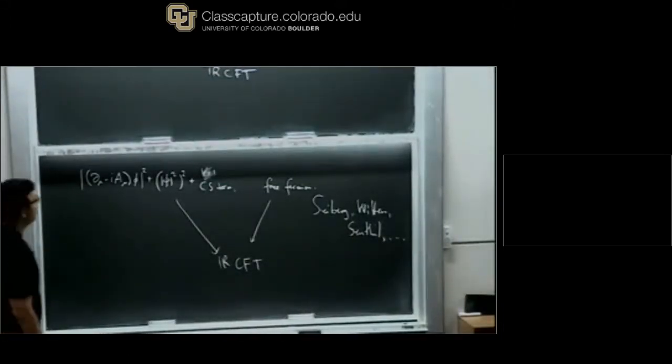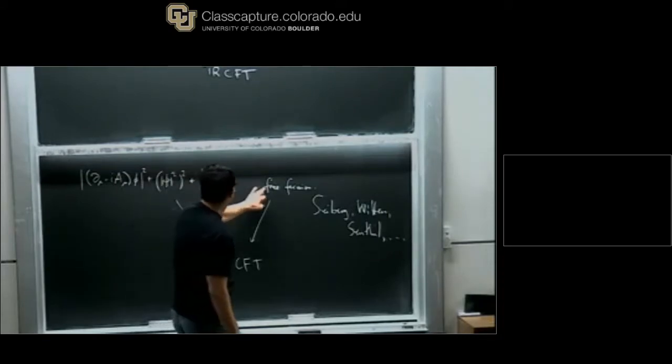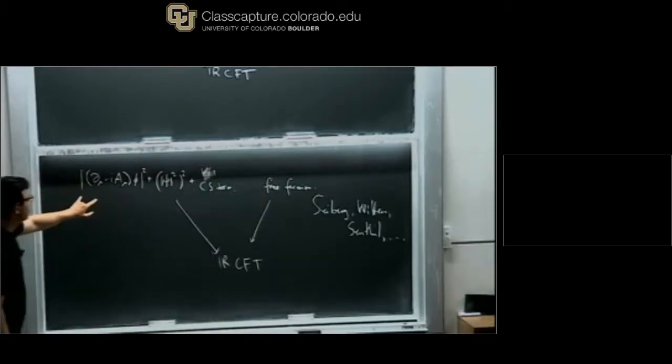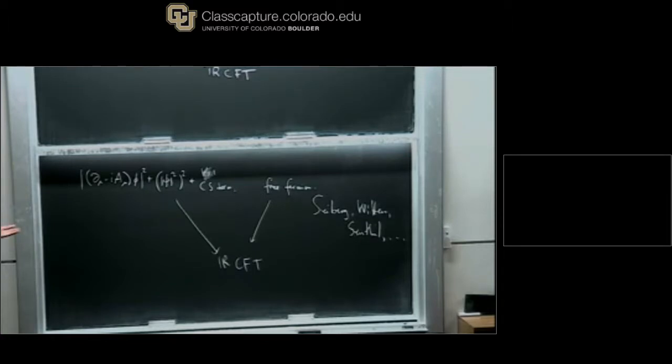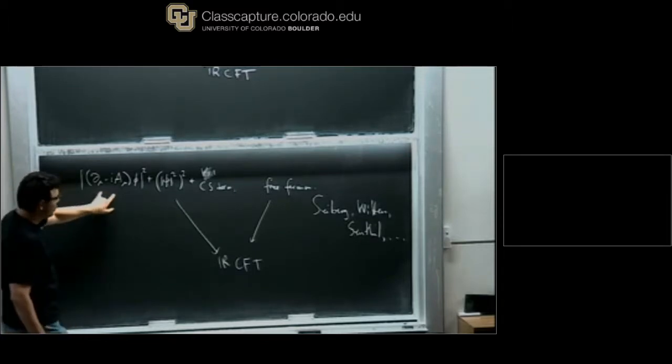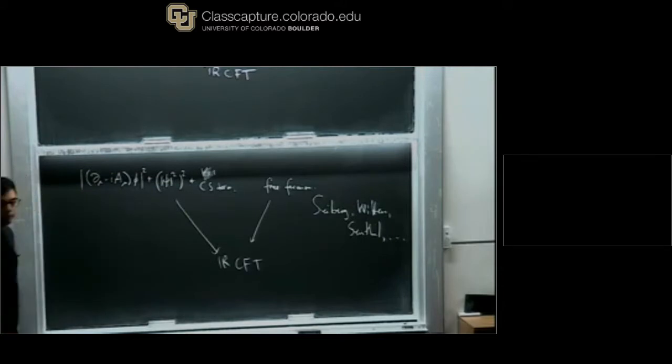For instance, the free fermion over here, this theory on the left-hand side doesn't have any fermions, so where do the fermions come from? Well, the fermion here would be one of the monopole operators.